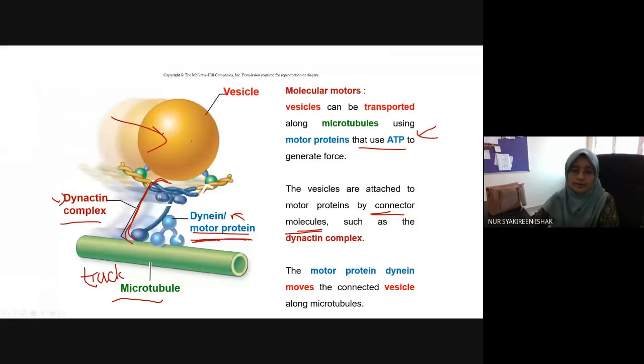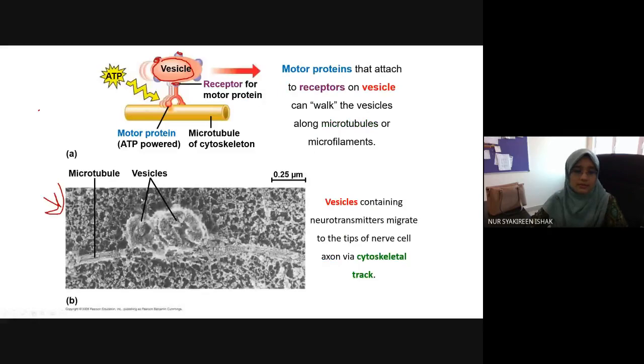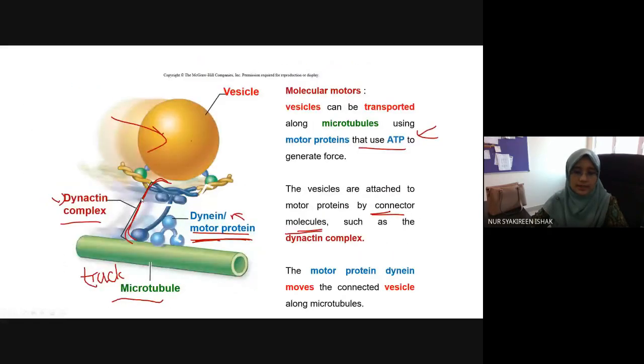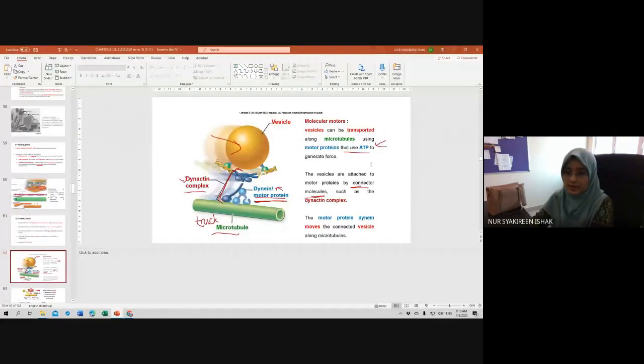Oh, ini dah ada conteng-conteng. Tak apalah. Saya delete dulu. Ini daripada kelas before. Right.